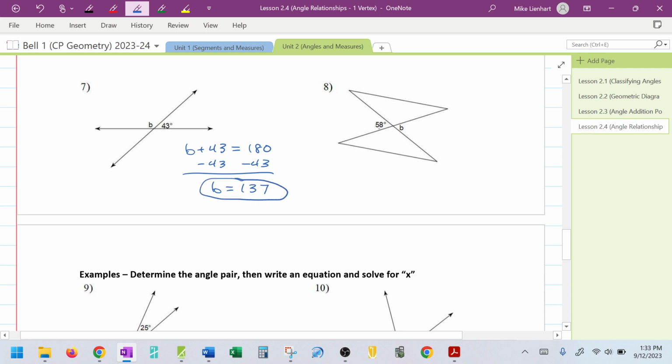Number 8, I see 58 and B. I recognize they're across from each other. That makes them vertical. I know that vertical angles are equal. So my answer is literally B is equal to 58.